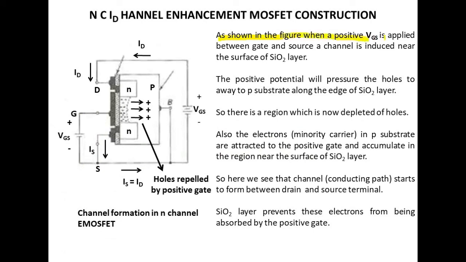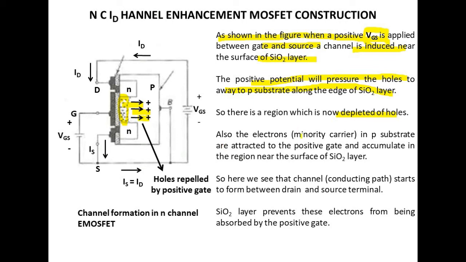As shown in the figure, when a positive VGS is applied between gate and source, a channel is induced near the surface of SiO2 layer. Here you see this channel is induced, or we see that this channel is formed. The positive potential will pressure the holes to move away to P substrate along the edge of SiO2 layer. Here we see if some holes were present, they will now move in this direction. So there is a region which is now depleted of holes.